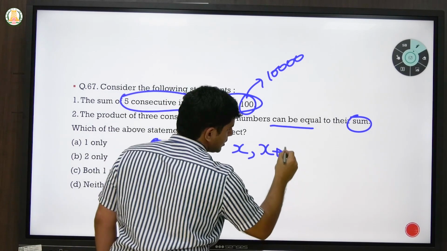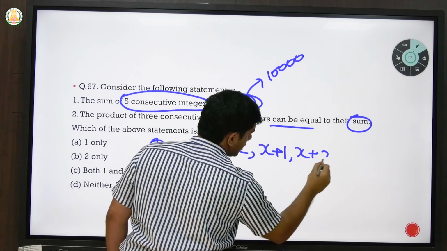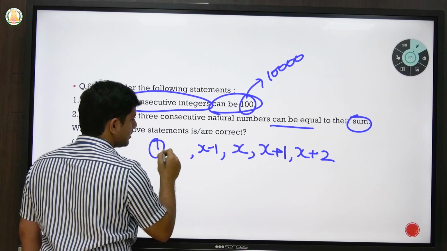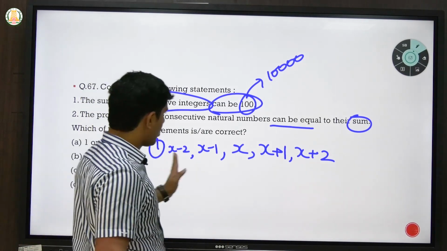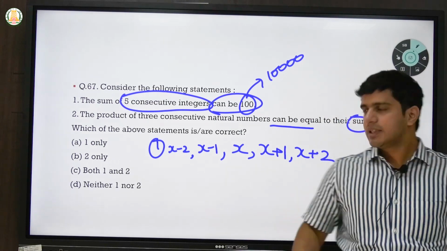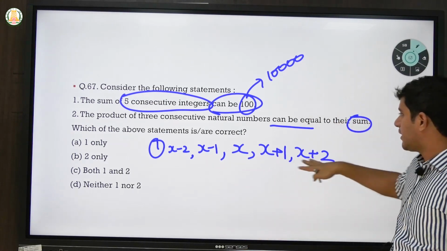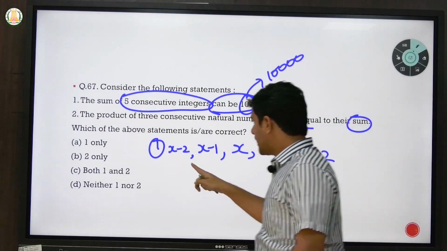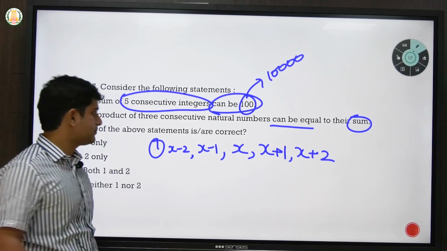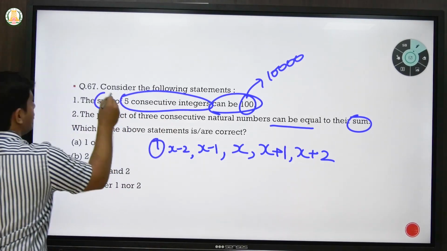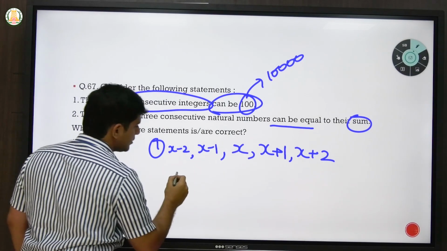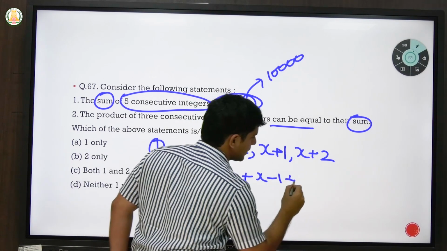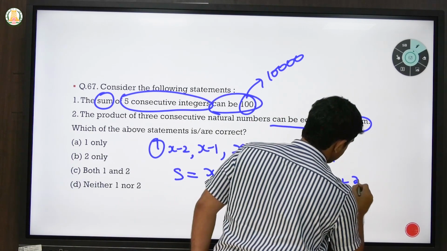x plus 1, x plus 2. And can you tell me what is the previous number, and the one before that? Now can I say all these 5 numbers are consecutive integers? Let's say x is an integer. Then these 5 are integers, and they are consecutive because they are next to each other. Now can you tell me what you get if you add all of them? He's saying the sum of 5 consecutive integers. Sum means you have to add all these. So you will have x minus 2 plus x minus 1 plus x plus x plus 1 plus x plus 2.